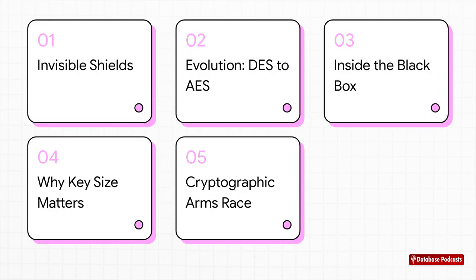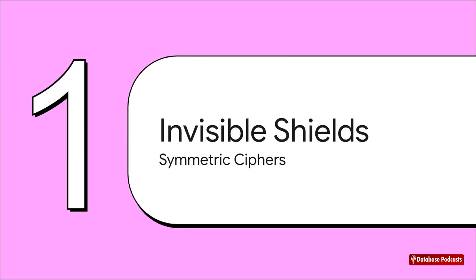All right, so here's our game plan. First, we'll get a handle on the basic idea behind these digital shields. Then, we're going to take a trip through time and see how they evolved from an early standard called DES to the absolute powerhouse we use today, AES. After that, we'll pop the hood and see what's really going on inside. Figure out why just a few more bits in a key can make a universe of difference, and finally, we'll look at the constant cat and mouse game between code makers and code breakers. Okay, let's jump right in.